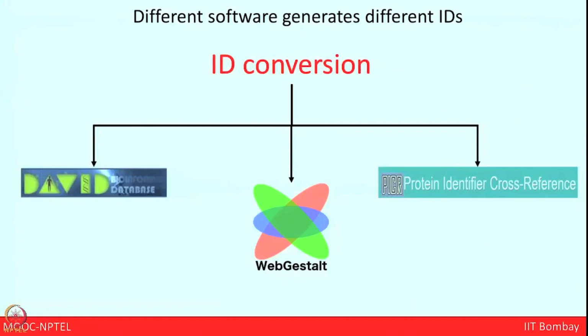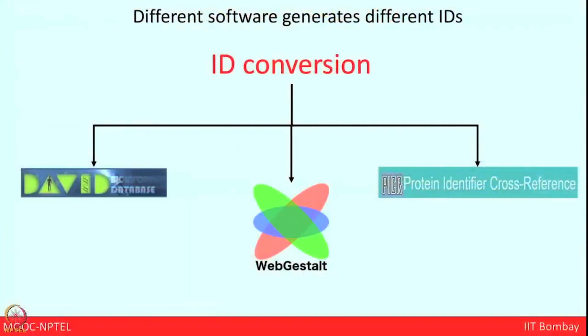Different kinds of software generate different IDs. If we are using Proteome Discoverer, commercial software or a transproteomic pipeline, they will give you different kinds of IDs in the protein identification. But to start a tertiary analysis, we have to get multiple IDs, and that is possible only through ID conversion. So, this is a very basic thing, but still I want to take a little time and tell you how this ID conversion can be done.